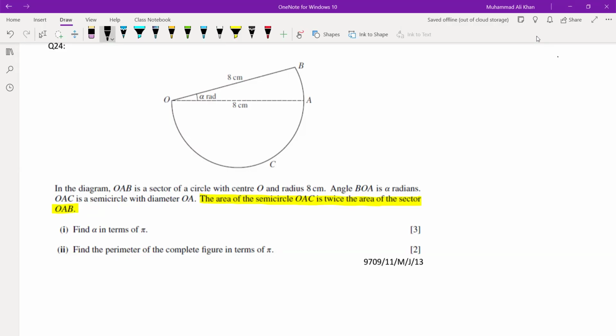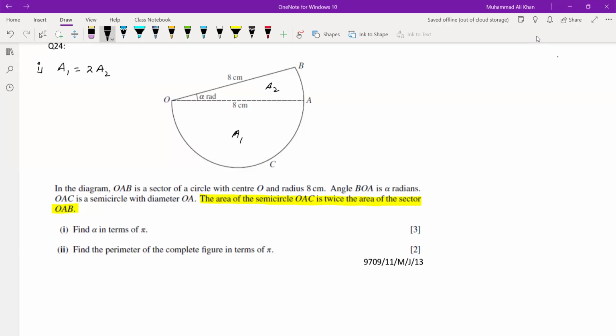Okay. Let's say this is A1 and this is A2. Now, in the first part, A1 is equal to twice of A2. If A2 is doubled, it becomes A1. It is visible that the bigger area is A1. A1 is equal to twice of A2.